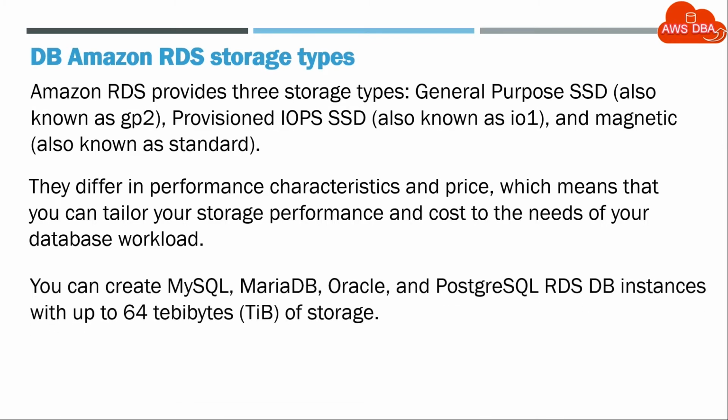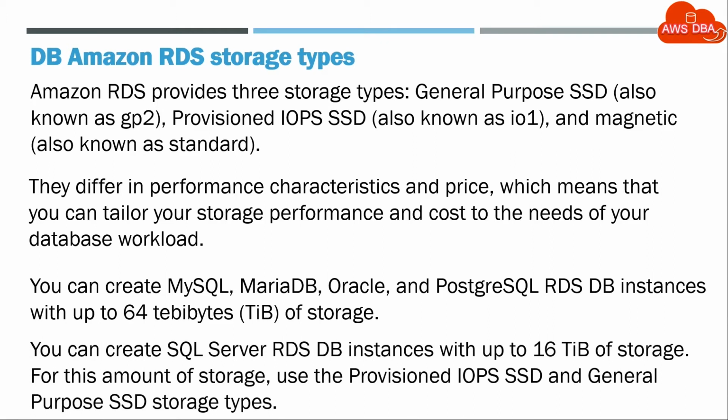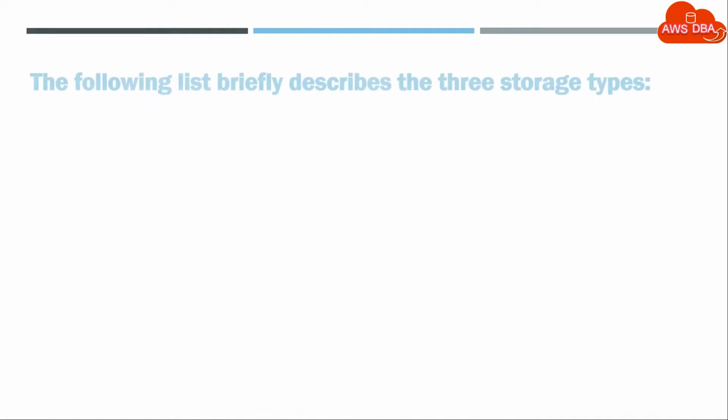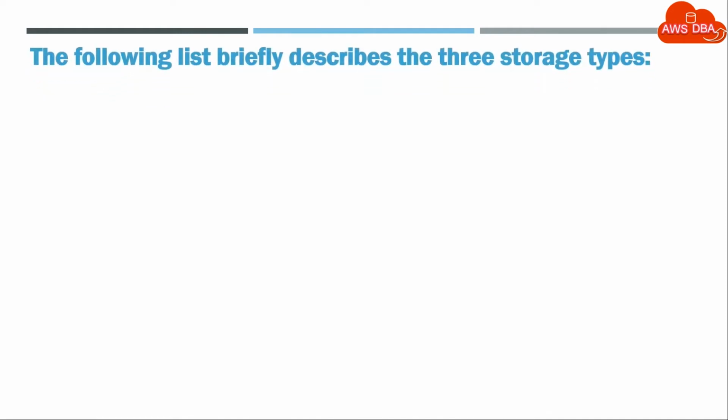You can create MySQL, MariaDB, Oracle, and PostgreSQL RDS DB instances with up to 64 TB of storage. You can create SQL Server RDS DB instances with up to 16 TB of storage. For this amount of storage, use the Provisioned IOPS SSD and General Purpose SSD storage types. The following list briefly describes the three storage types.